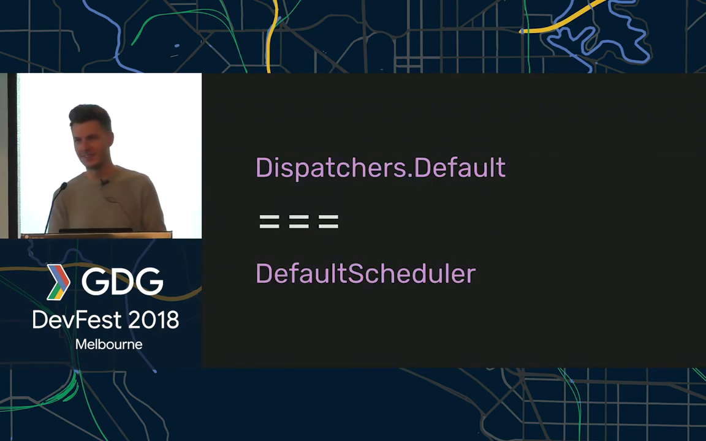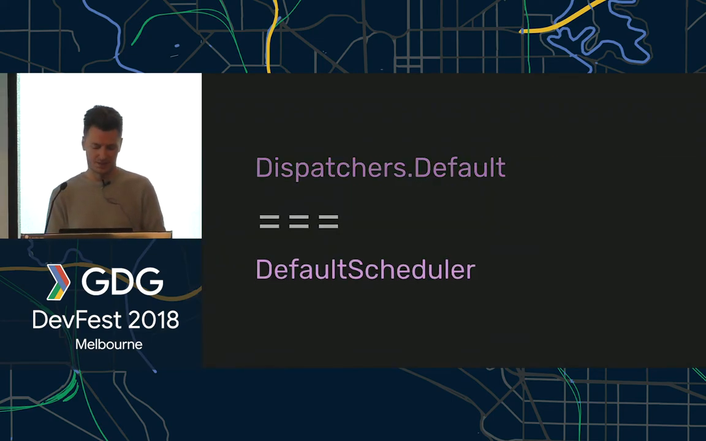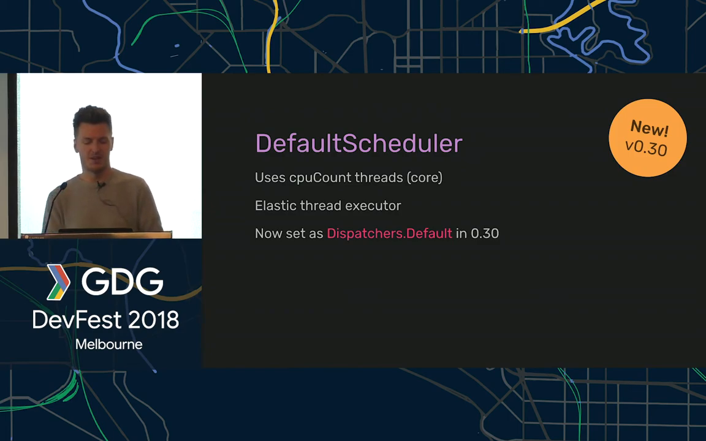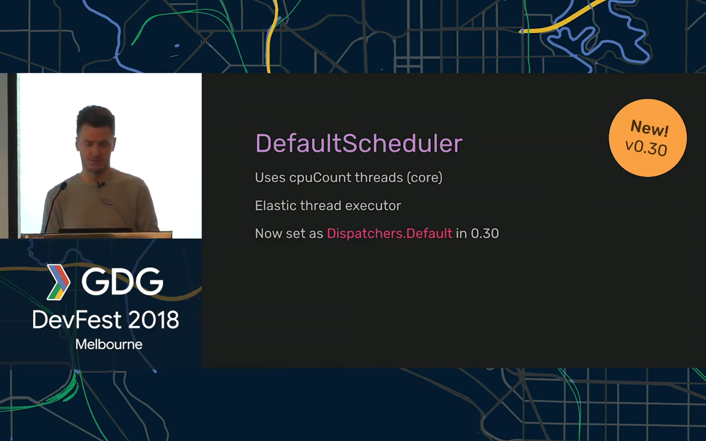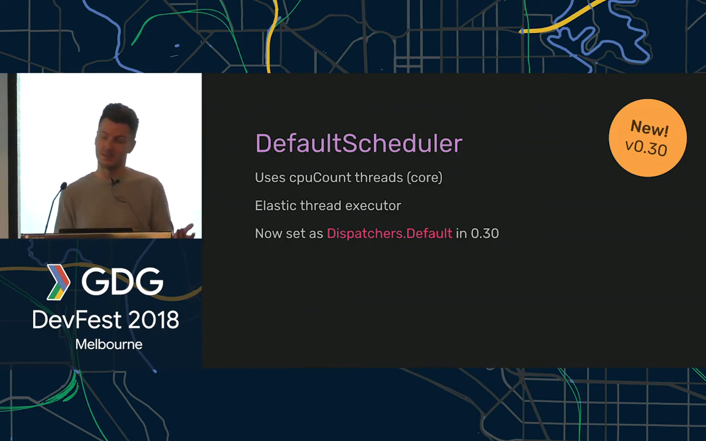Dispatchers.Default internally in the implementation is called DefaultScheduler. You don't really need to know the name, but you should know how it works internally, which is that it uses a parallelism, which is a very hard word to say, of the CPU count. So it's not great for I/O stuff, because on your device you might only have a thread pool of 4. So if you're downloading a load of images, it's probably not going to work great. But it is an elastic thread executor, which we'll talk about in a bit. And it's now the default too.